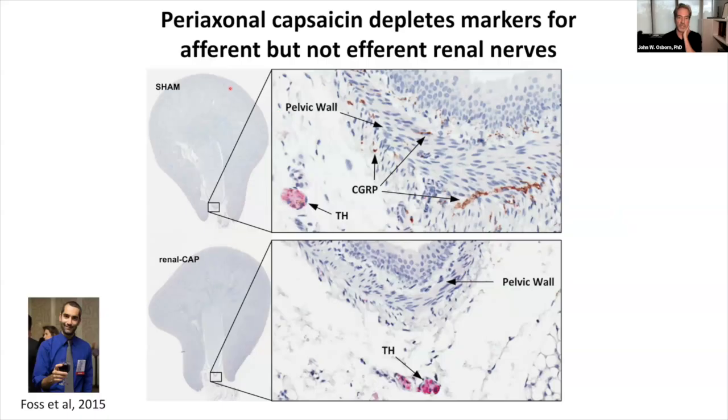This is showing a cross-section in a rat kidney. Here is showing CGRP, which is the marker for sensory nerves, shown in brown. Red is the marker for sympathetics, TH. This is a sham animal. Here's an animal that had been treated with the capsaicin, and what you see is there are sympathetic fibers here, but we don't see any staining for the sensory nerves. So based on this approach in imaging, and we did functional things as well, we showed that we can get rid of those sensory nerves from the kidney.